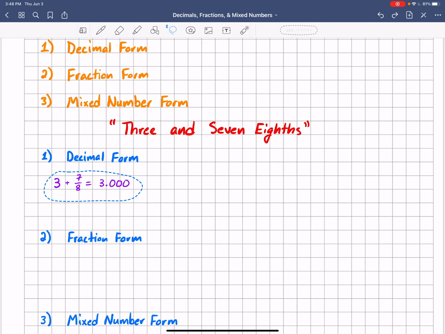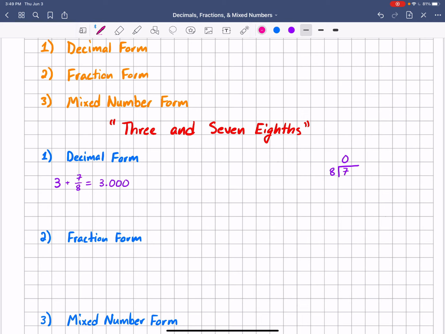Now for the fractional part, 7/8, we turn that into decimal form by actually dividing 7 divided by 8. So I'm going to do that over to the right. We don't expect to have a whole number answer for this division. Now, the question is, how many times does 8 go into 7? And 8 goes into 7 0 times.